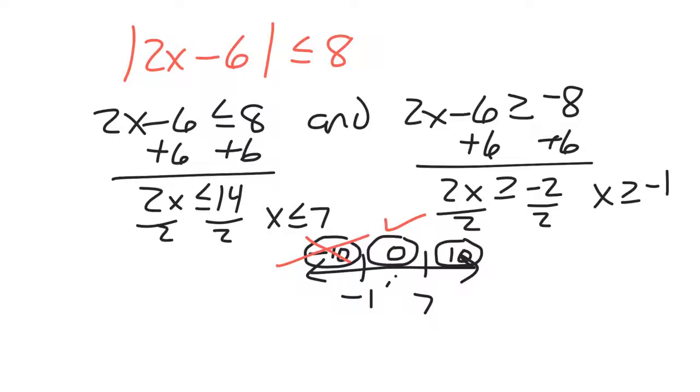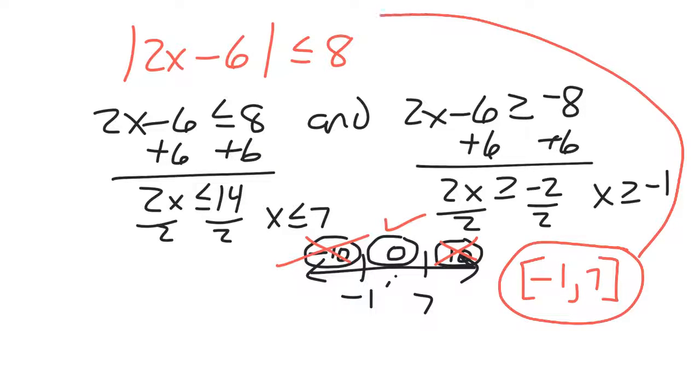So what we learn is this is not the set of answers. Now we know that the interval of answers is from negative 1 to 7. And because of the equal sign, we want to include the ends, so we would use a bracket and a bracket. And there is our interval of answers to this absolute value inequality.